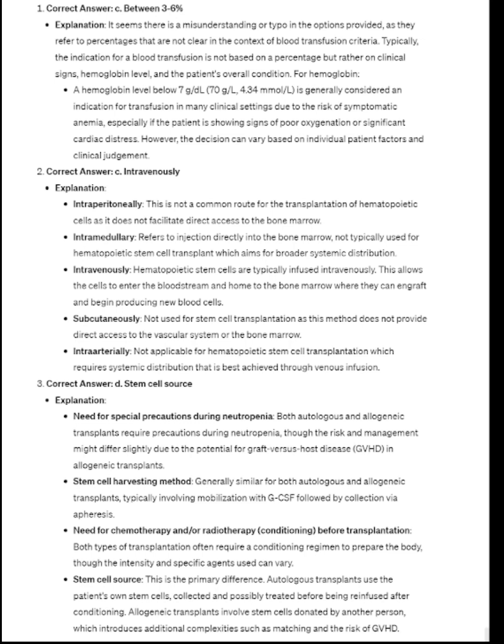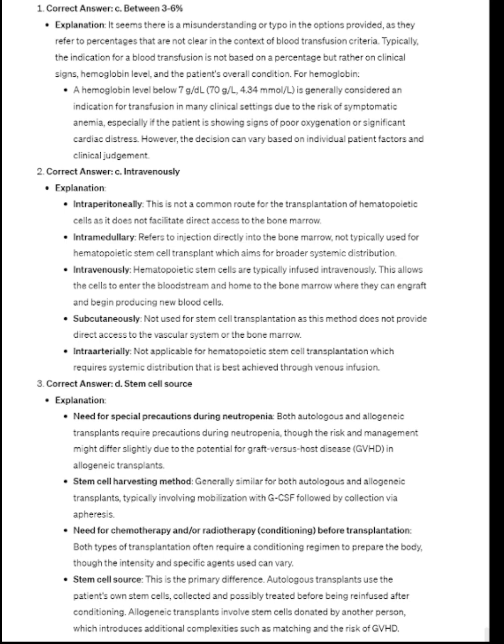2. Correct answer C, intravenously. Explanation. Intraperitoneally. This is not a common route for the transplantation of hematopoietic cells, as it does not facilitate direct access to the bone marrow. Intramedullary refers to injection directly into the bone marrow, not typically used for hematopoietic stem cell transplant, which aims for broader systemic distribution. Intravenously. Hematopoietic stem cells are typically infused intravenously.